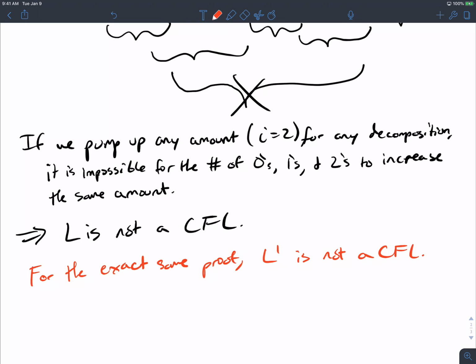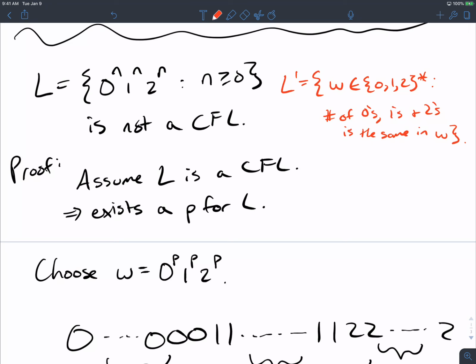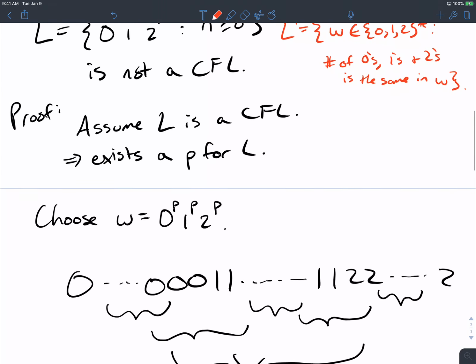That's pretty interesting, that we can use the same proof here. Any questions about that? And for obvious reasons, because L prime is not a CFL, it's not regular either, for the same reason. Any questions about the proof itself?